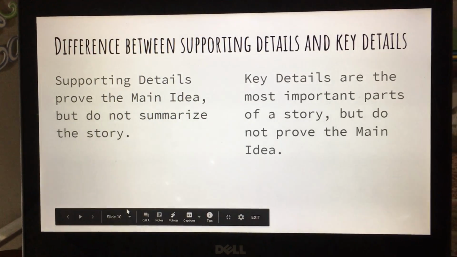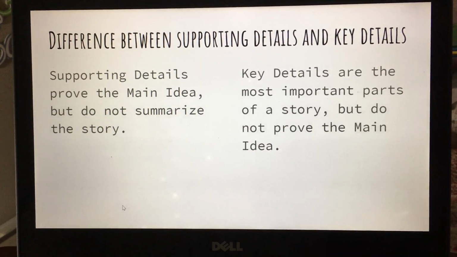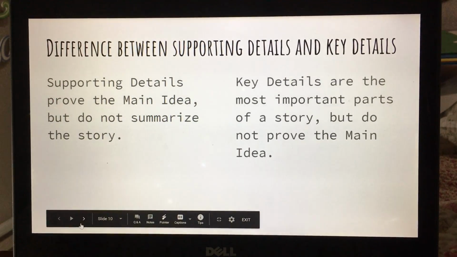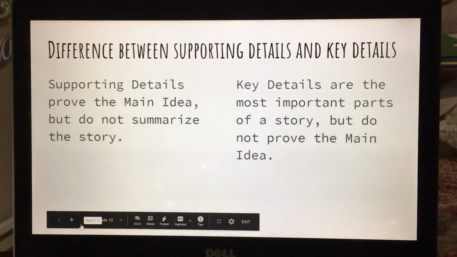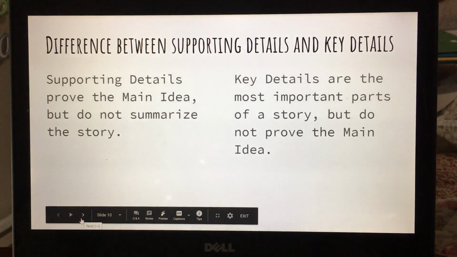Okay, the main idea is actually supposed to be the first part of the summary, and then the key details are under it. So they do not prove the main idea. They're not supporting details. I thought that was important to include.